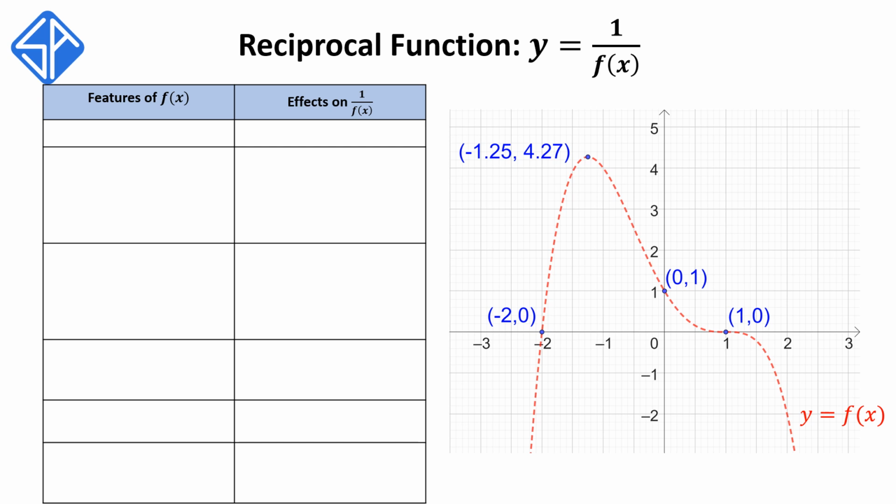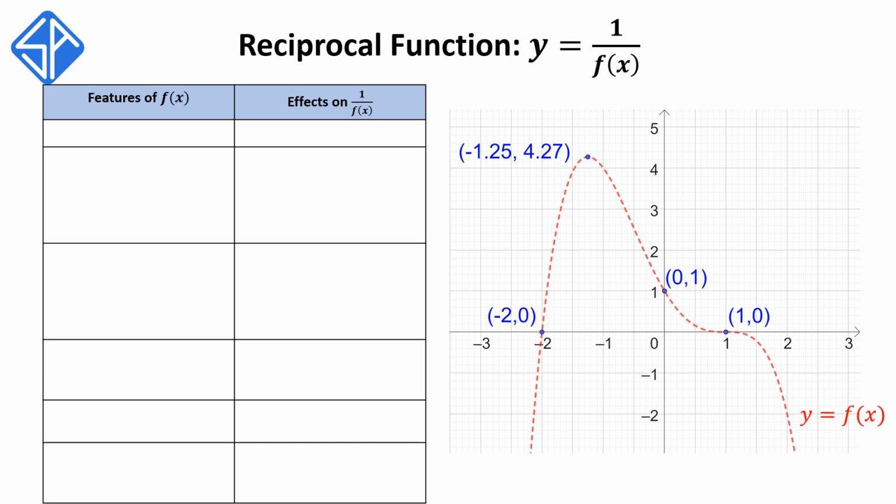In this video, we're going to look at another example on how to sketch the reciprocal function y is equal to 1 on f of x when we're given the graph of y is equal to f of x. As mentioned in the previous video, when doing these questions, it's always very useful if we have a checklist of the features of f of x in which we're looking for.